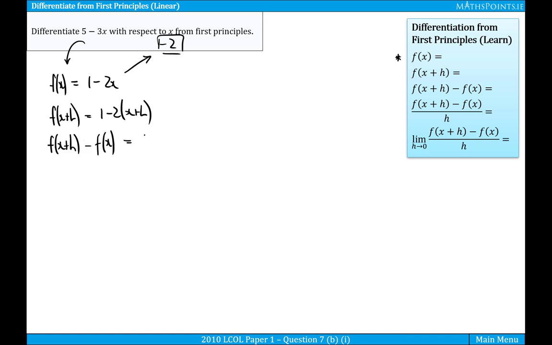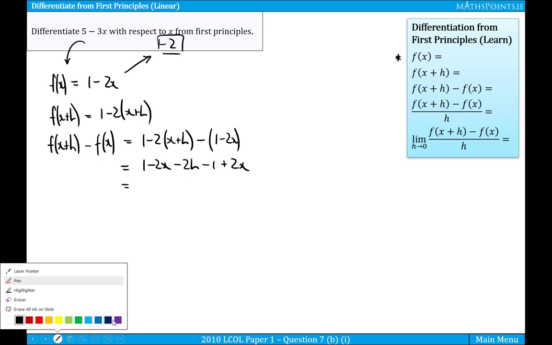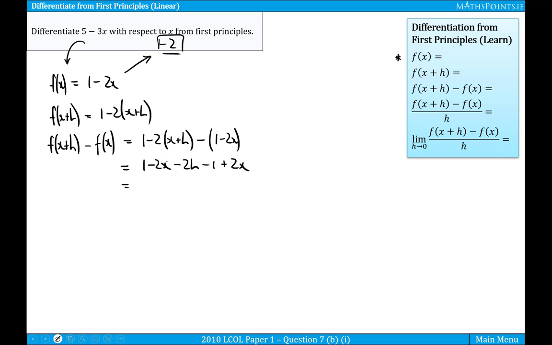So the difference between these two. So it's 1 minus 2 on x plus h, minus, in a bracket, 1 minus 2x. Underneath we tidy it up, so we have 1 minus 2x minus 2h minus 1 plus 2x. And as before, the number of terms in the original function, that's how many terms cancel. So minus 2x plus 1 minus 1, and we're left with minus 2h.